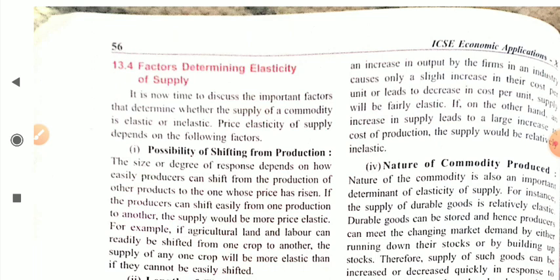And on the other hand, if an increase in supply leads to a large increase in cost of production, suppose you are increasing your supply and due to the increase in supply your cost of production is increasing, it simply represents that the supply would be relatively inelastic. Suppose you are producing shirts, and initially you are producing 100 shirts. Now you increase the quantity supplied from 100 to 1000 shirts. In this case your cost of production, the expenditure which you are doing, also increases too much, so your supply curve is inelastic.